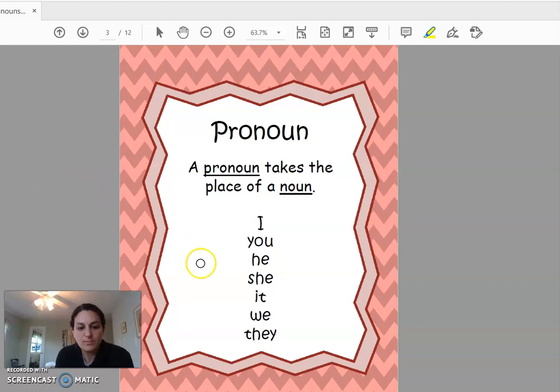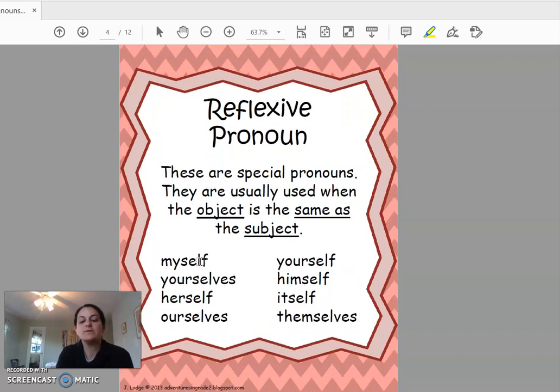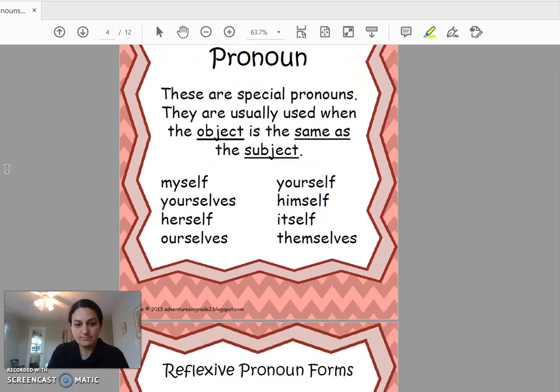So those are pronouns. And now I'm going to show you about reflexive pronouns. Reflexive pronouns are special pronouns. They are usually used when the object is the same as the subject. Notice that all these words are reflexive pronouns. We have myself, yourself, yourselves, himself, herself, itself, ourselves, and themselves. They either all have the word self or selves in them.